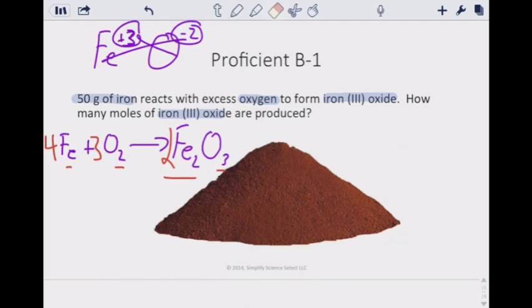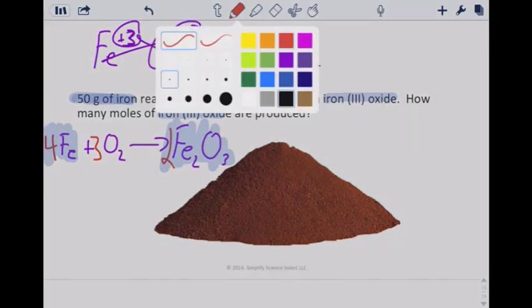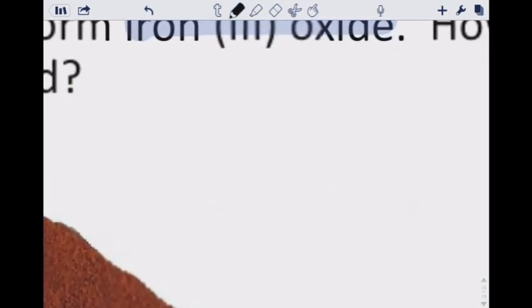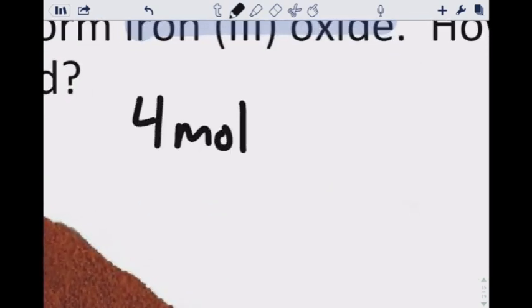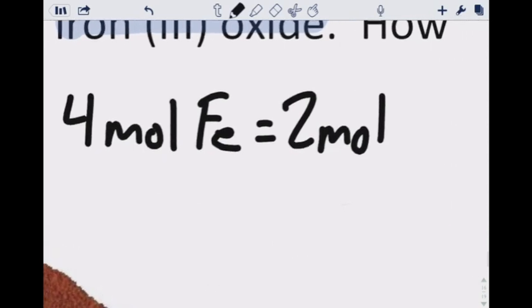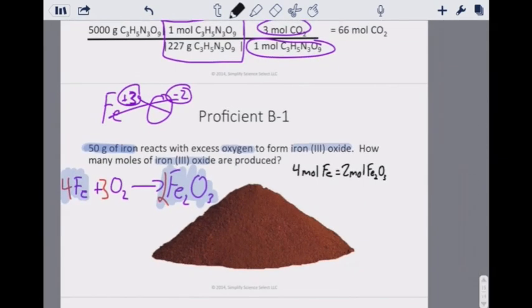So when we're looking at this, we see our mole ratios are here. So let's highlight what we're dealing with. We have 50 grams of iron. There's iron. We want to figure out how many moles of iron 3 oxide are produced right there. That gives us our mole ratio. That's the first thing that we're going to go ahead and write down. It's a 4-to-2 ratio. So 4 moles of iron to every 2 moles of iron 3 oxide. That's the first one we always write down.